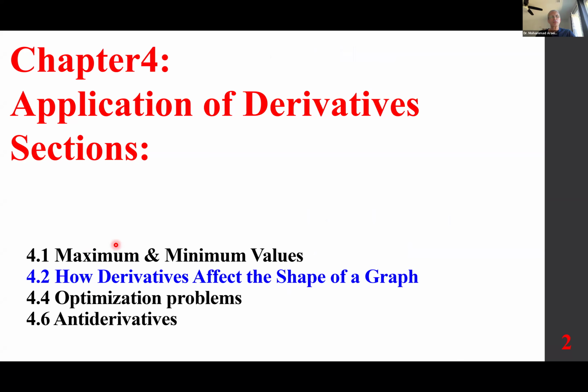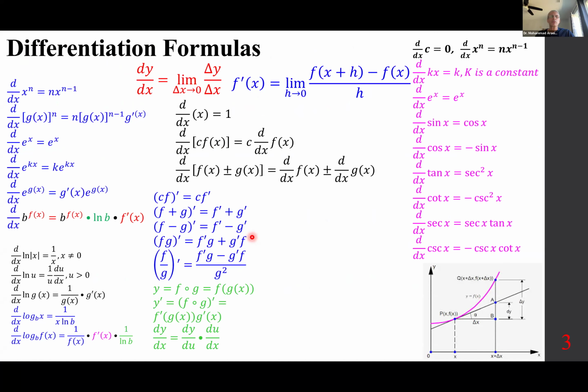So we covered maximum and minimum values and now how derivatives affect the shape of a graph. We are going to continue later on to optimization and anti-derivatives. Here are some of the formulas you've seen many times before.